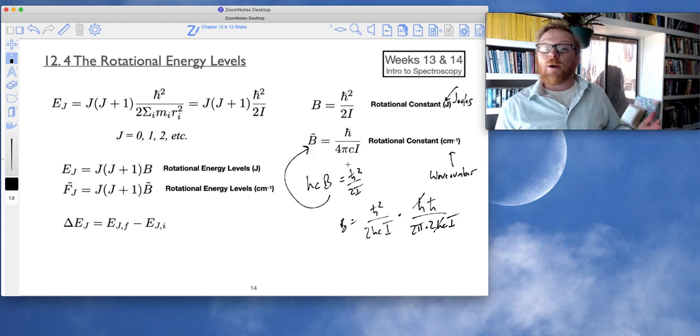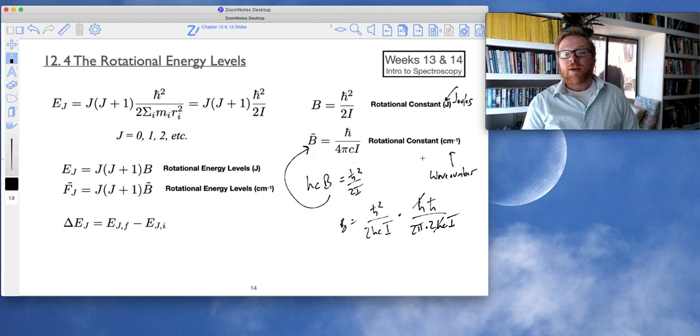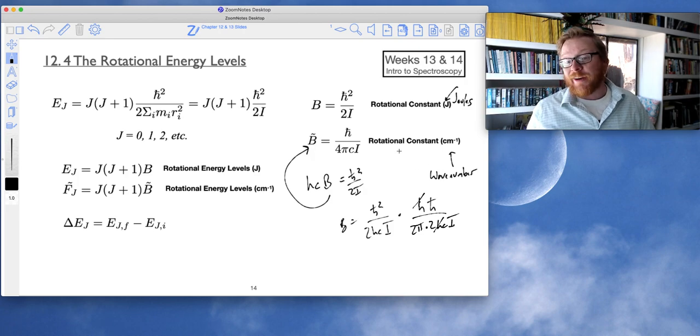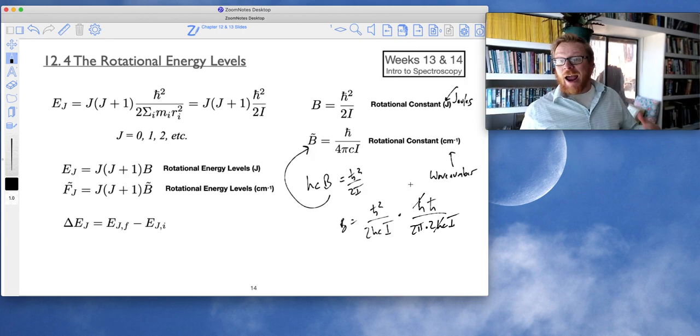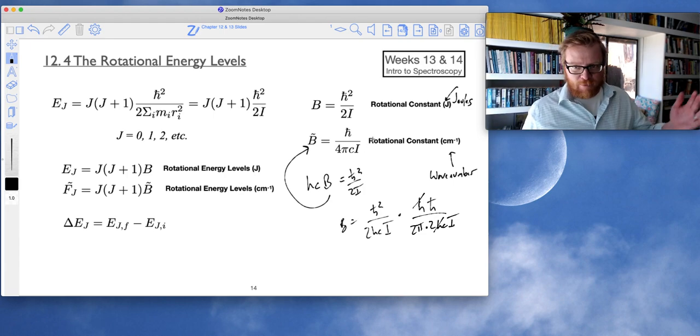Okay. And of course, all of this would actually come out in inverse meters, right? And so then I would have to either use all of my distance units as centimeters, or calculate it in inverse meters and then multiply by that factor, 100 centimeters in 1 meter.